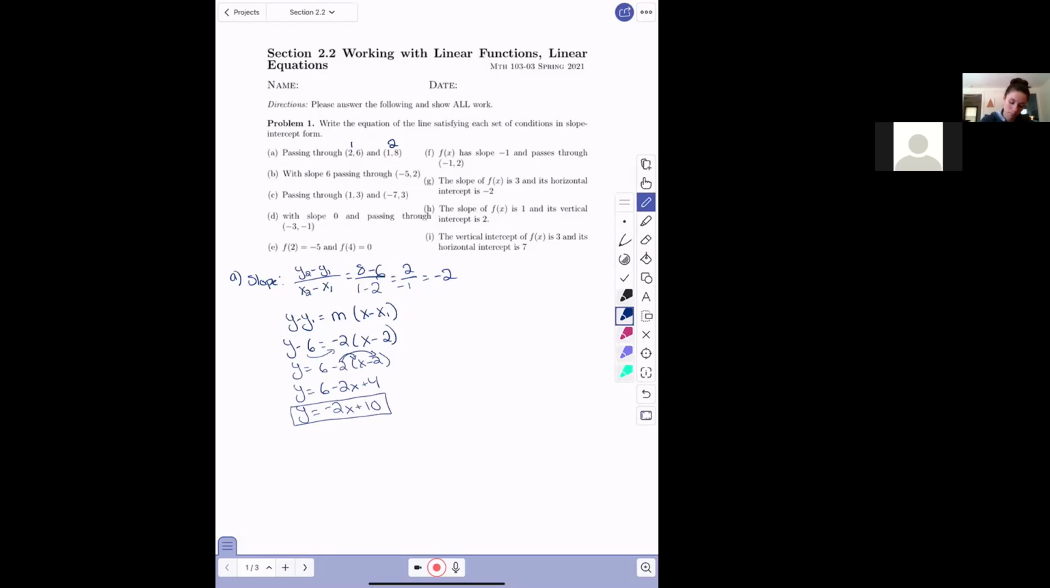Okay, for problem B, we're already given the slope. The slope is 6, and it's passing through this point. So we don't need to find the slope. All we need to do is plug it into point-slope form and then solve for y. So again, y minus y1, so y minus 2 equals m, which is the slope, 6, times x minus x1, which is -5. So minus -5 is +5.